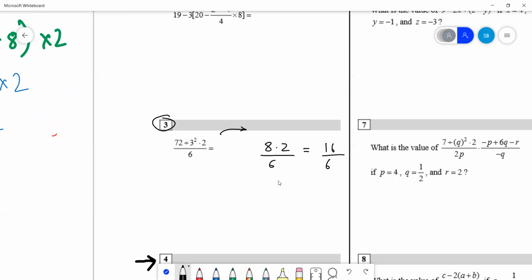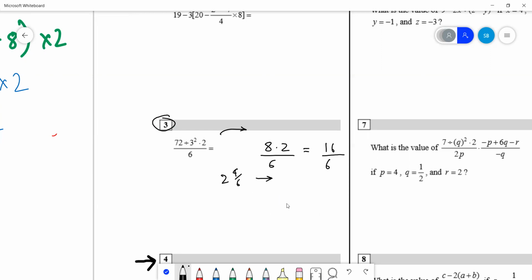Isn't it 16 divided by 6? Yeah, right. Which would be, hold on. So 2, and 4 over 6. Oh, 2 and then 4 over 6, right? Yes. Correct. So can you make it an improper fraction?